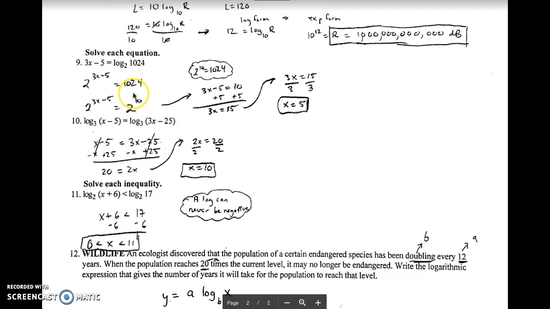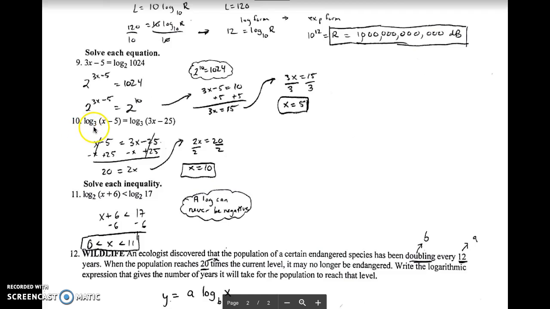And I don't have that on the exponent table because I don't go that far, but that's something where you would just have to recognize if this is base 2, this also has to be base 2, and just figure out how many times you multiply 2 by itself to get 1024. Once the bases match, we're going to just set the exponents equal to each other. 3x minus 5 equals 10. Solve it with basic algebra 1 skills. You're going to get x equals 5.